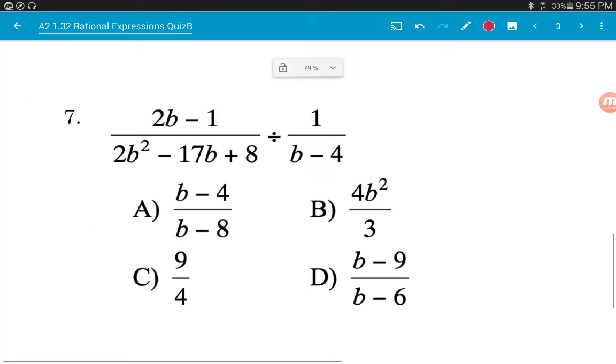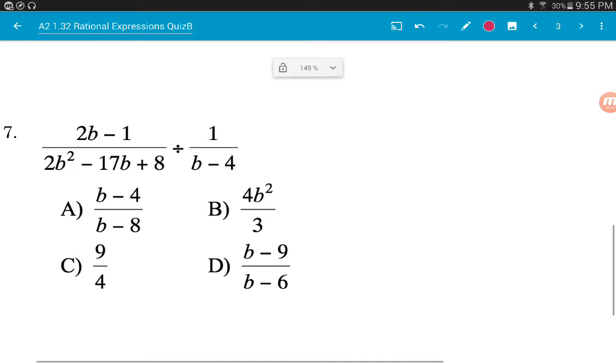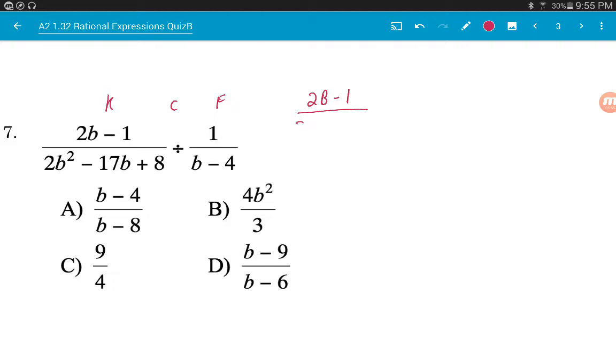Question number 7 is also division. I'm going to make my life easy here. I'm going to do the same thing. Keep, change, flip. So I keep the larger one the same, 2b minus 1 over 2b squared minus 17b plus 8. That's times now b minus 4 over 1.